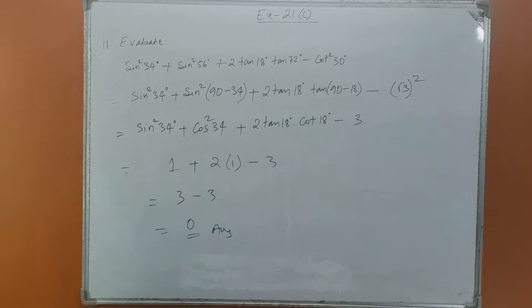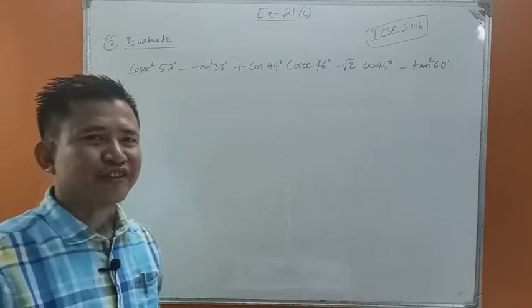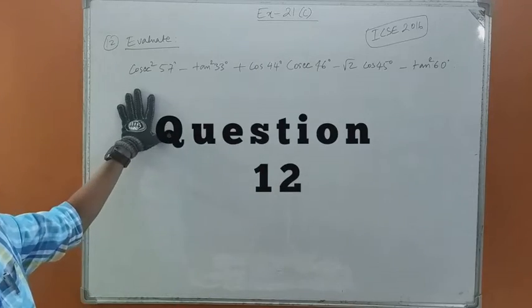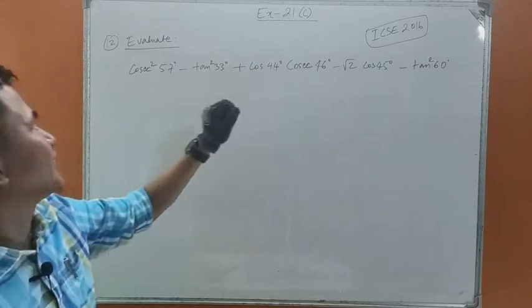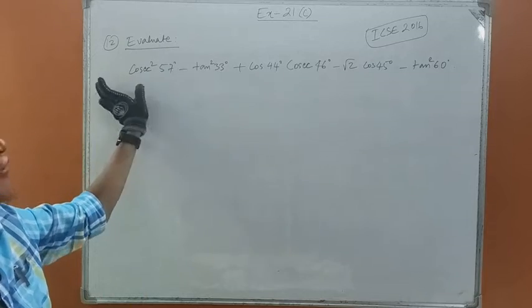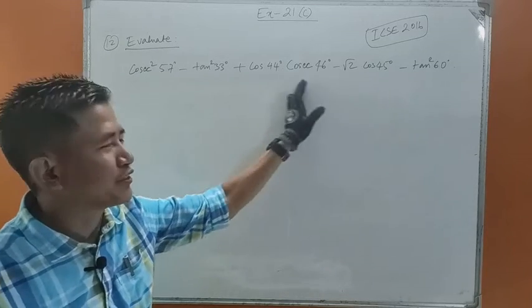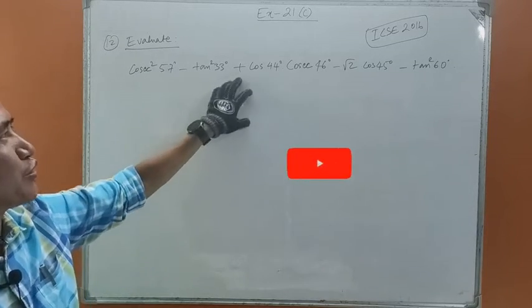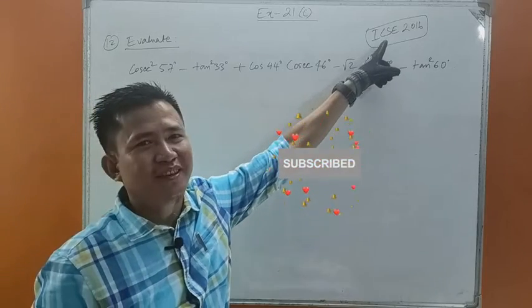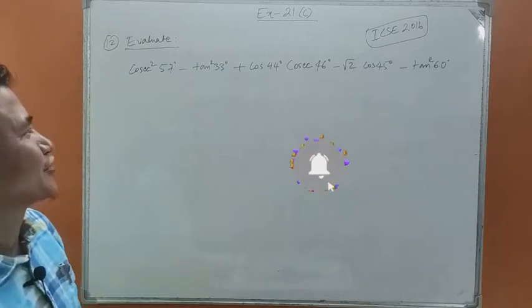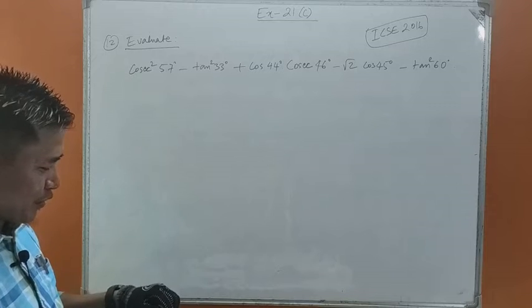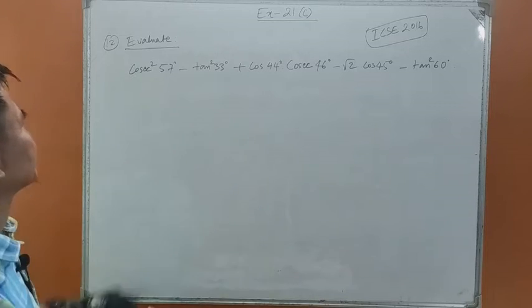Okay, so let's do question number 12 now. Last question from this exercise, exercise 21C, isn't it? Question number 12, evaluate. Evaluate means we are asked to find the value of this expression. This question has been asked in the ICSE examination 2016. So let's do this, one of the important but easy questions.